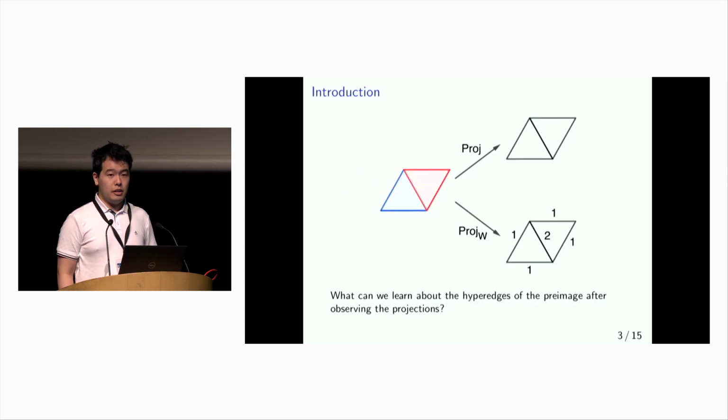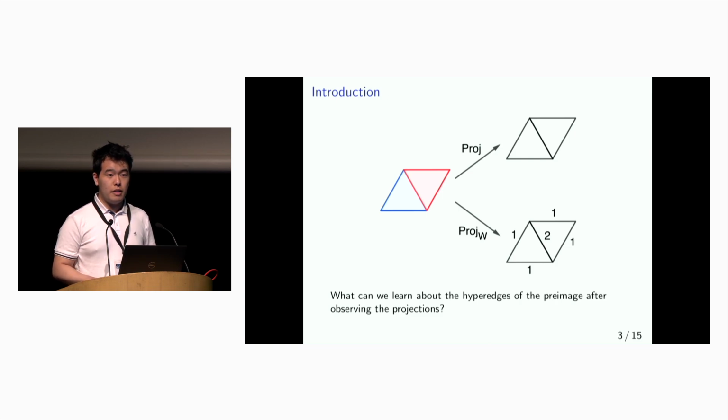So in this illustration, the pre-image consists of two triangles. And so for this case, D is equal to 3. And as you can see in the projection, we do not count the multiplicities of each edge, whereas we do in the weighted projection.